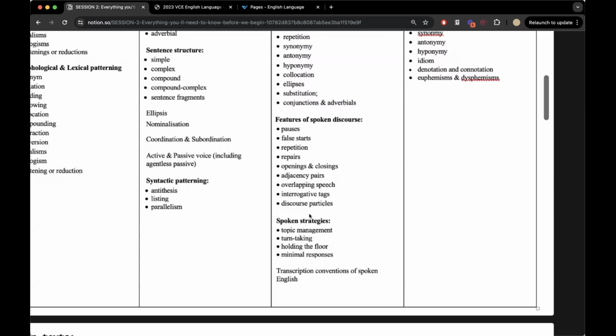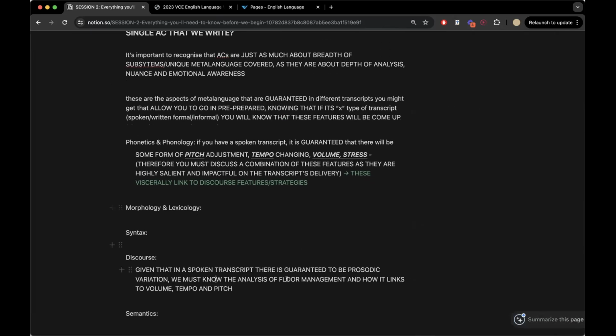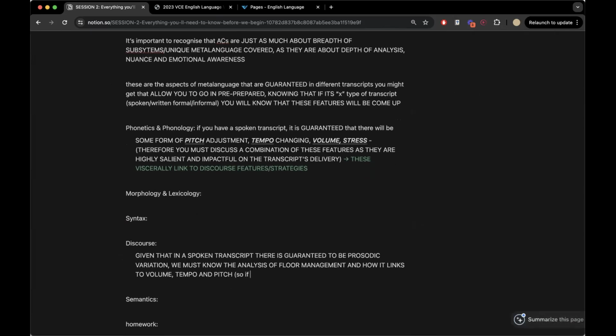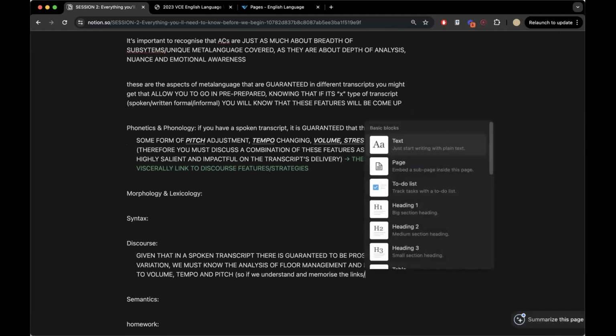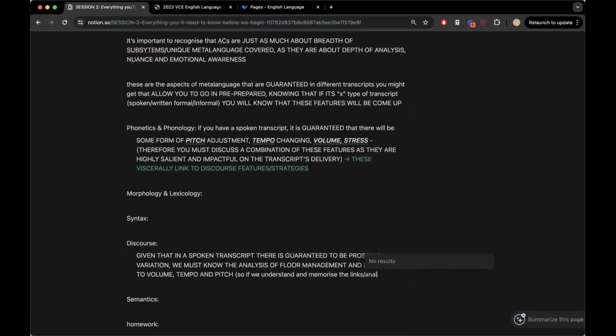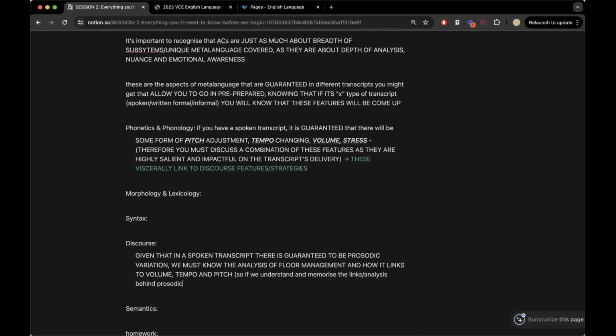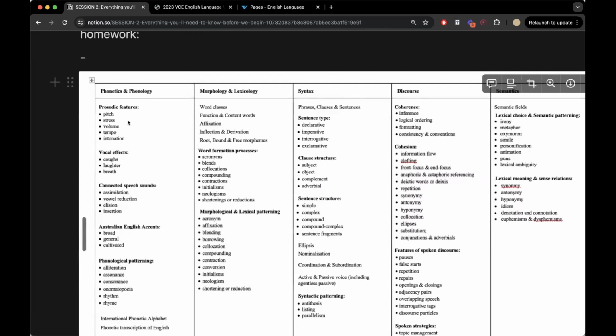So if you can understand the links between these prosodic features to the spoken strategies, you're guaranteed two subsystems worth of analysis, right? So if we understand and memorize the links, the analysis behind prosodic features intrinsically ushering discourse features and strategies, we guarantee two subsystems, right? Now let's have a look at this so far.